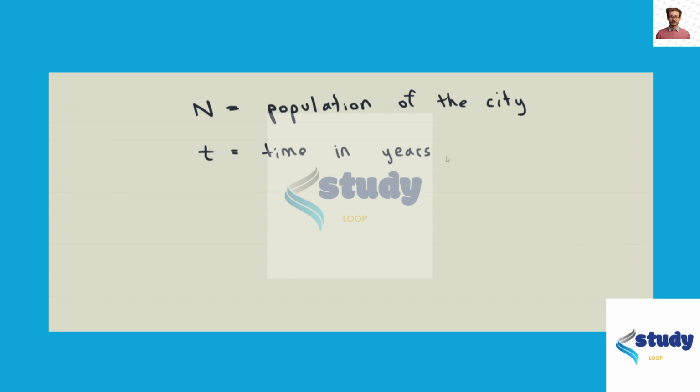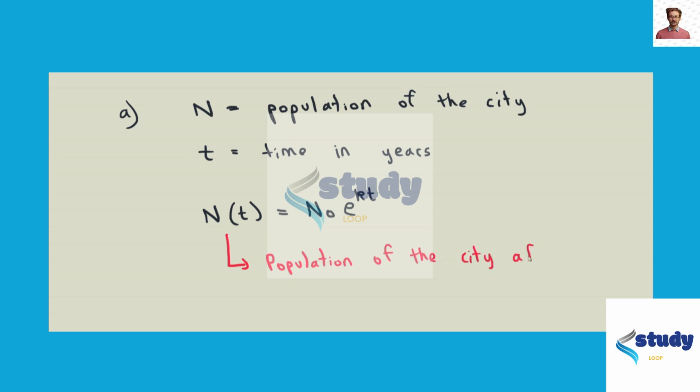This is the first part of the question. We are simply told that the population of the city follows an exponential model. So we can model a general exponential equation of the form n of t is equal to n0 times e to the power of k times t. Here n of t gives us the population of the city after t years.